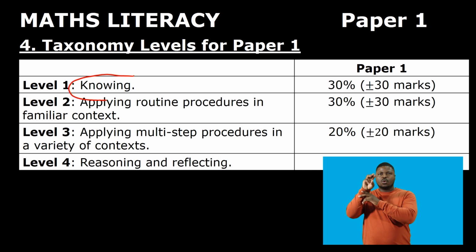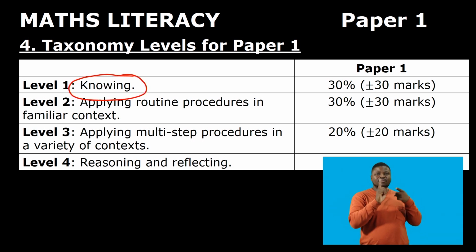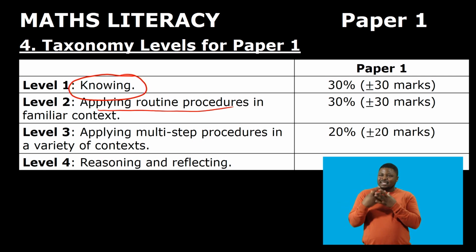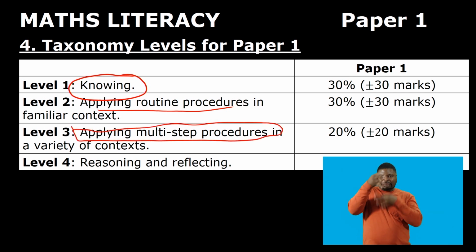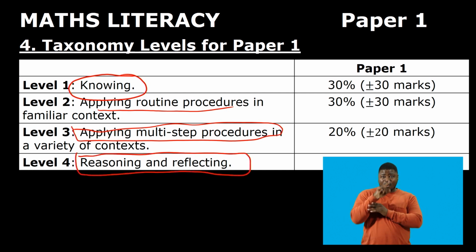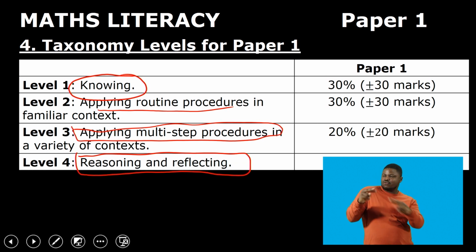What are the taxonomy levels? Level 1 is knowing. That is where they're going to ask you to define or explain terms, and it's usually something that you can take from general knowledge. Then level 2 is where you apply routine procedures in familiar context. Level 3 is a little bit more difficult. It's where you apply multi-step procedures. And then level 4 is where you need to reason and reflect.